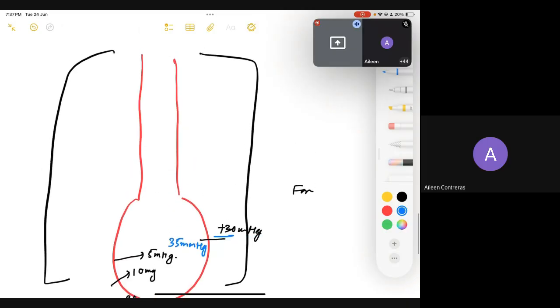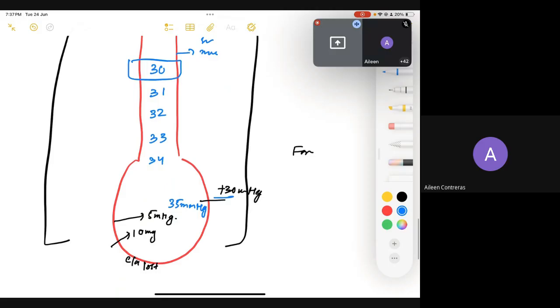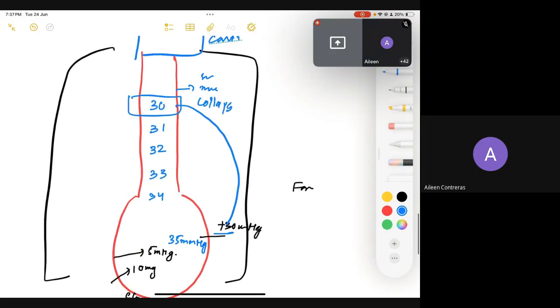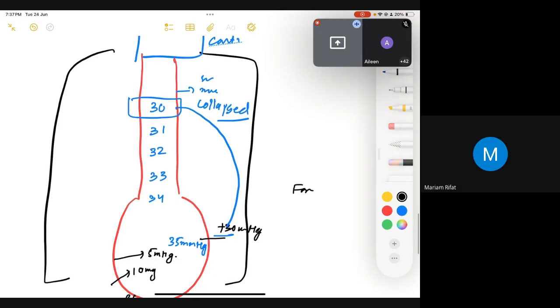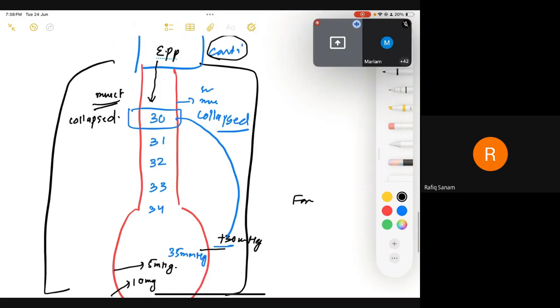So again, if I'm expiring, it has to drop down 34, 33, 32, 31, and 30. Previously, it was here in the cartilaginous structures, which could not be collapsed. Now the equal pressure point is moving towards the smooth muscle structures within your bronchioles. So won't you think it would get collapsed now? Yes, it would collapse, because the equal pressure point previously was in cartilaginous structure, but now it has shifted down towards the muscular structures, and smooth muscles can be collapsed. Does that make sense? Is it clear?